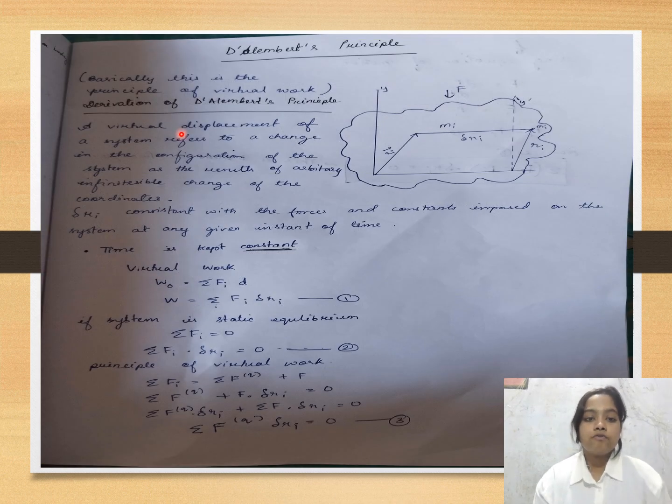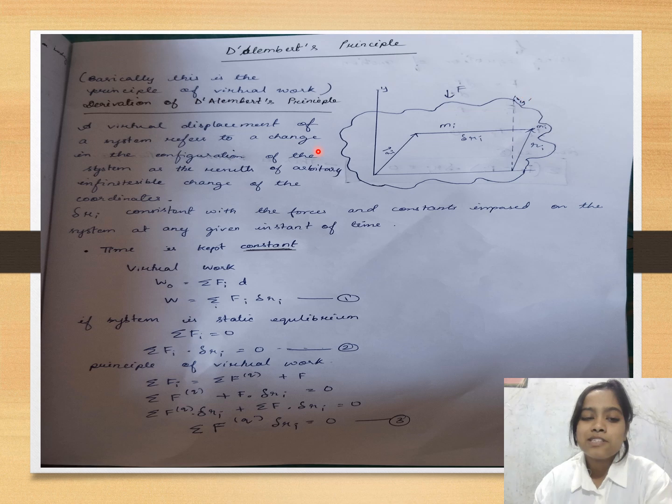Here I have done some derivation on D'Alembert's principle. As you can see here, this is a body and ri is the position vector. This is basically the definition of the virtual displacement. Virtual displacement of a system refers to a change in the configuration of the system as a result of an arbitrary infinitesimal change of the coordinates, and del r is consistent with the forces and constraints imposed on the system at any given instant of time.